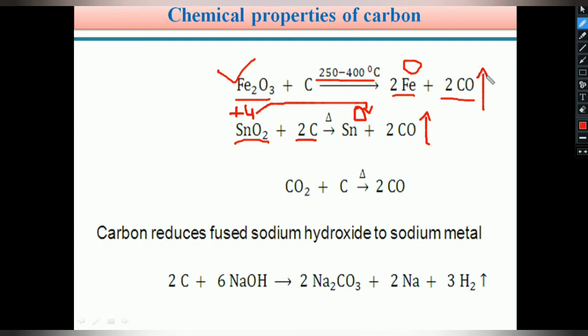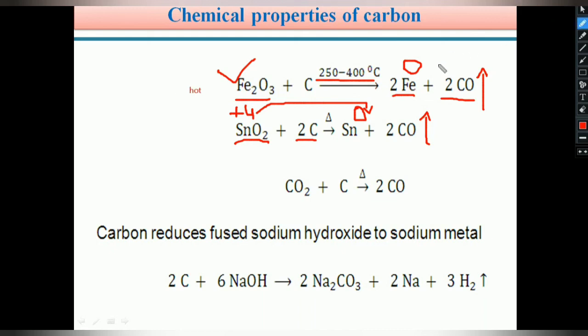CO gas is evolved. In this manner, see students, the important note is that these oxides should be in hot conditions. Hot oxides are treated with red hot carbon at high temperatures only, reduced, and form CO gas. So this condition is very very important.